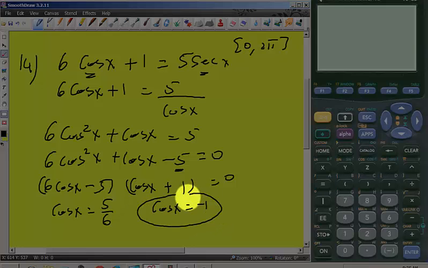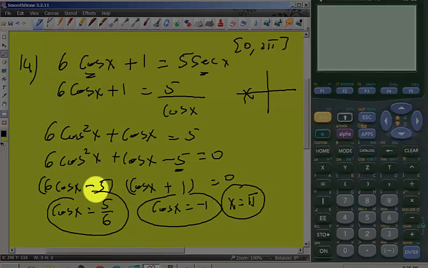That's okay. Let's go ahead and take care of this. Where is cosine equal to negative 1 on the unit circle? Okay, only one place right there, from 0 to 2 pi. So from this, I'm going to get x is equal to pi. That's done. This is a mess. That's not part of the unit circle.